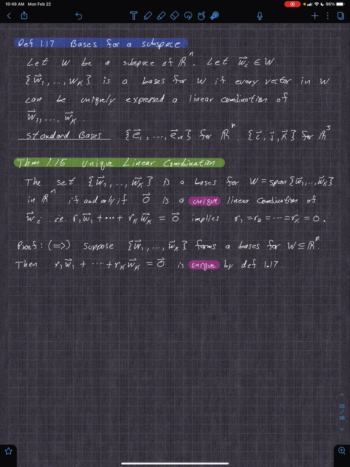Let's look at Theorem 1.15, unique linear combination, which states the set w1 through wk is a basis for W, which is the span of those vectors, in Rn if and only if 0 is a unique linear combination of the wi's. That is, r1w1 + ... + rkwk = 0 implies that r1 through rk equal 0.